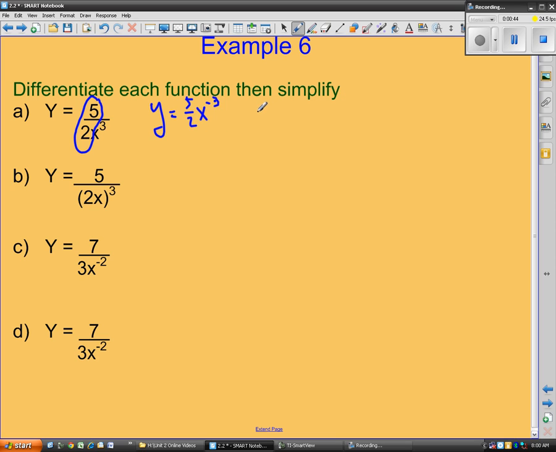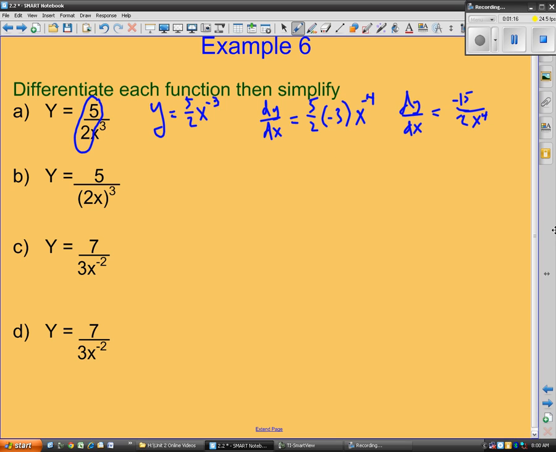So when I differentiate y, I get dy over dx, and that will equal 5 halves times negative 3 x, and then when I reduce negative 3 by 1, I get negative 4. So now, if I do a little simplification of this, dy dx will become negative 15 halves x over x to the fourth. And that would be my final answer, fully simplified for that one.